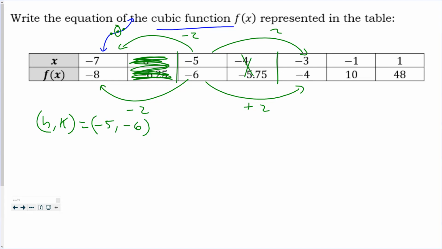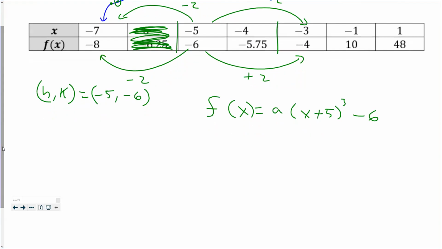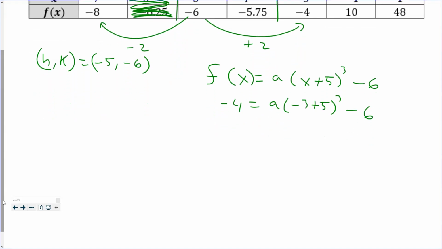Great. So that's HK. From here, there's two ways to solve for A. The easier way to see it is that you can just plug this into your formula. Say f of x is A times x plus 5 cubed minus 6. Then plug in whatever point you want into the formula, and just solve for A. That's one way you can always do it, and it'll always work. So I'll go with, I don't know, -3, -4. So -4 equals A times -3 plus 5 cubed, minus 6. I plug in the point -3, -4, and I'll solve this for A.